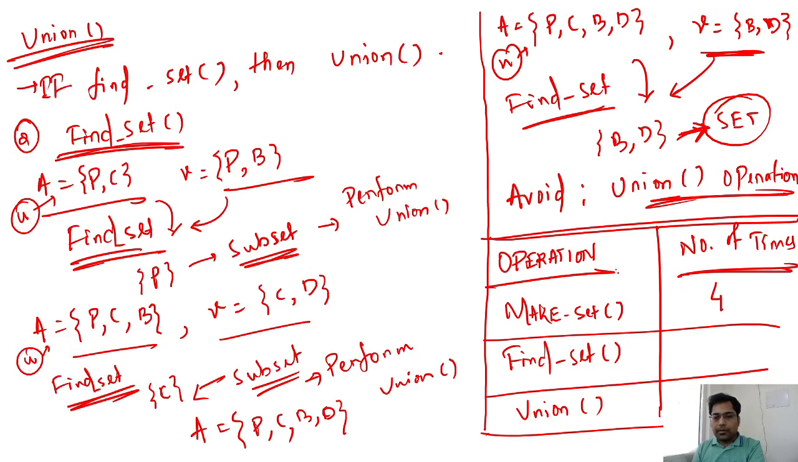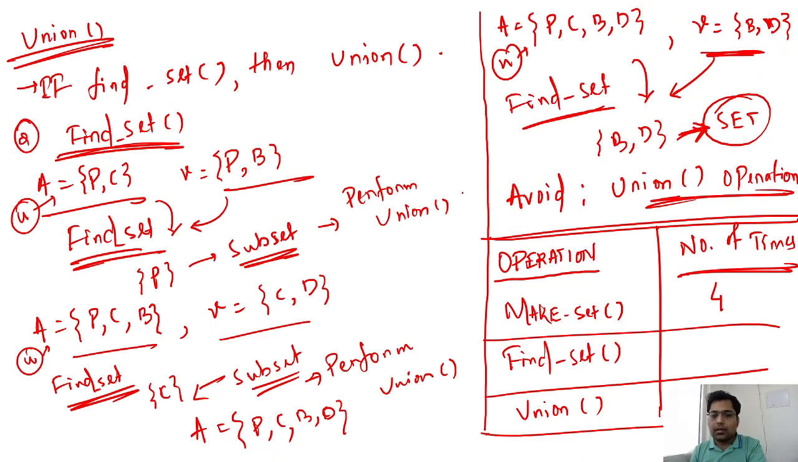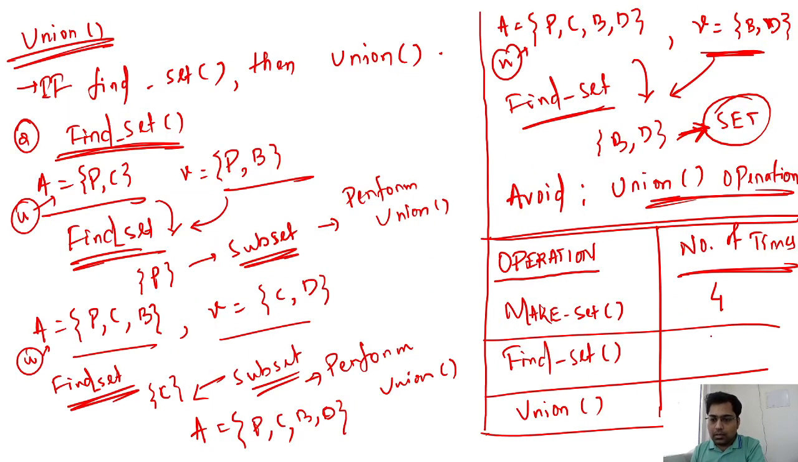Next is find set. Find set will have the number of edges because it is based on the edges. So what we have to do, the number of edges are 4. So 4 times it is running, like based on the increasing order, like what was the order that we fixed, the number of times is 4.